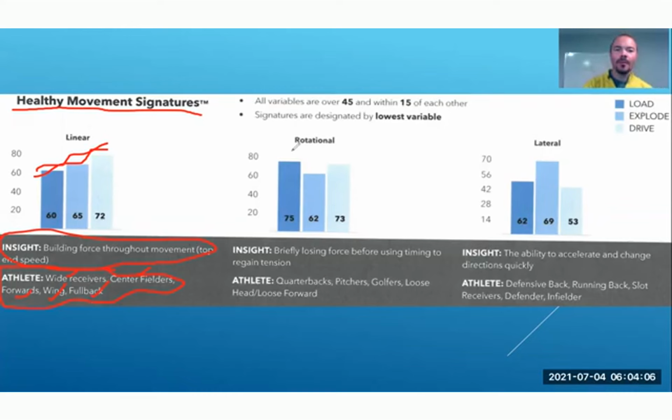Rotational. So look for that U shape for your rotational athlete. Having worked with track and field throwers before, those are rotational athletes. And just think quarterbacks, pitchers, golfers.